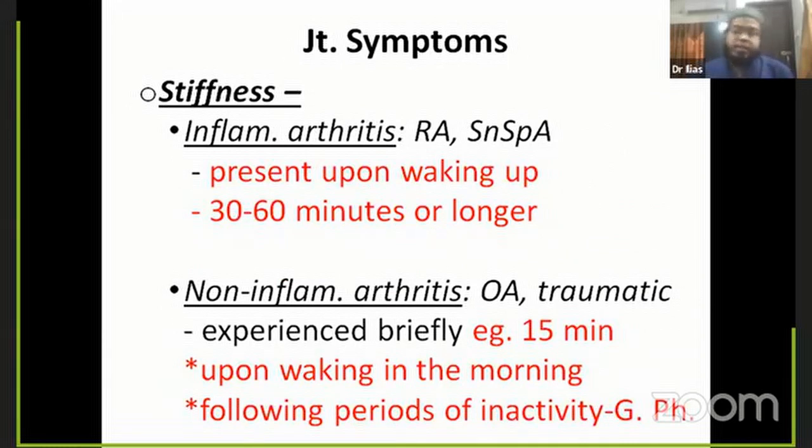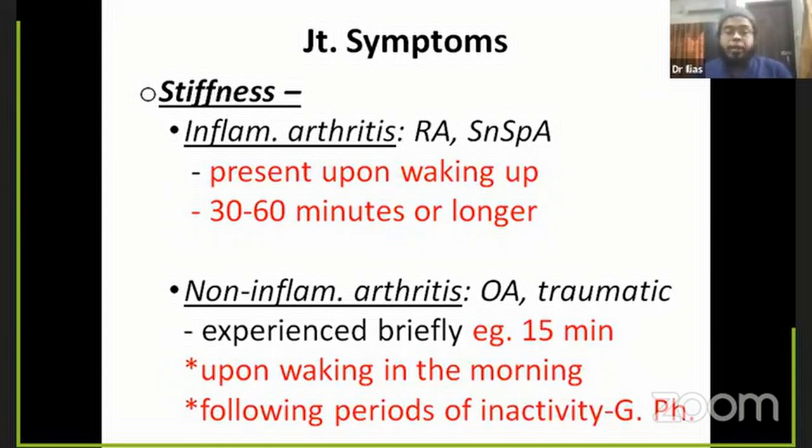Another symptom is stiffness. You know, stiffness is the tightness of the joint due to inactivity. In inflammatory arthritis, that will remain for a long time. According to some studies, it was found that the stiffness might remain mostly 30 to 60 minutes in the initial stage of inflammatory joint pain.